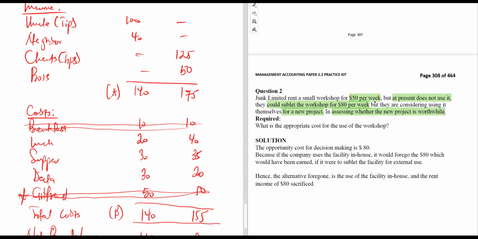So, we could rent the shop for 50, but at present, we are not using it. Okay, but we could also sublet it for $80 per week. But we are considering using it for a project. So my question is, if we could sublet it and we are using it ourselves, is that 80 not lost? Who can tell me why the $50 is not relevant? Why is it not relevant?